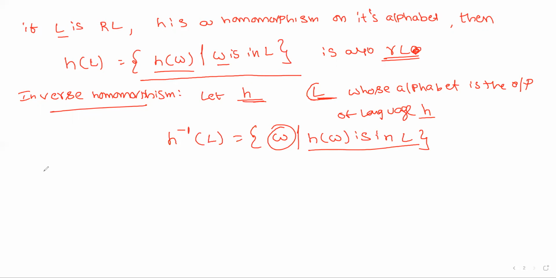And the last but not least, concatenation. Concatenation means if L is a regular language and M is a regular language, the concatenation, that is LM, is also a regular language. All these are closure properties of regular languages.